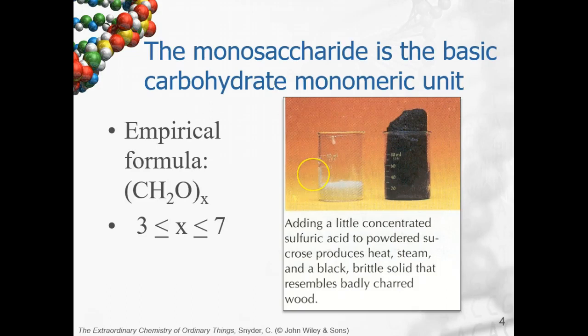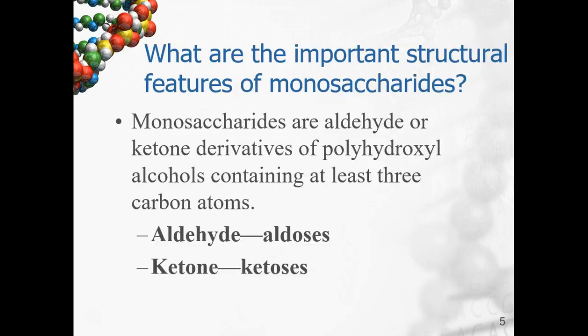To it. And if you do that, the sulfuric acid, it's a dehydrating agent. It will take out the water and leave you with carbon. And the carbon rises out of the beaker and is very dramatic. But we'll find when we look at the structures that the monomers are not hydrated carbon. So they are, in fact, aldehyde or ketone derivatives of polyhydroxyl alcohols containing at least 3 carbons.